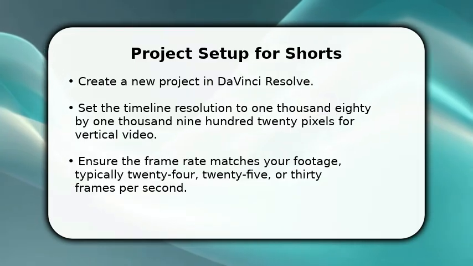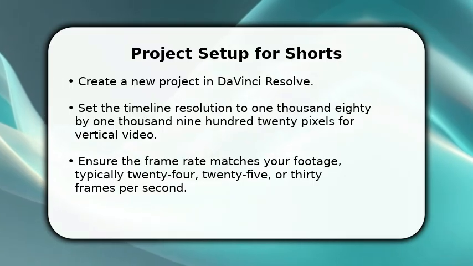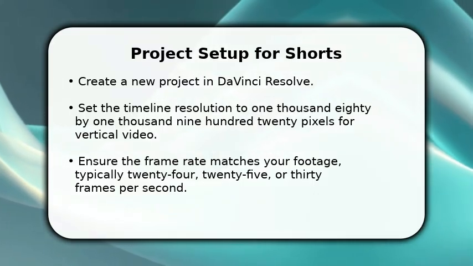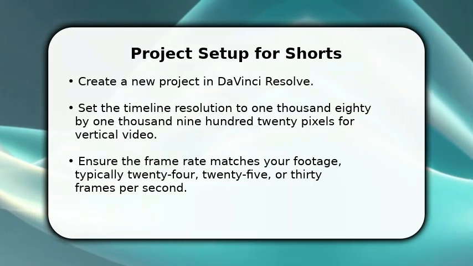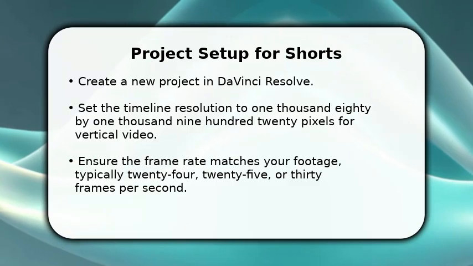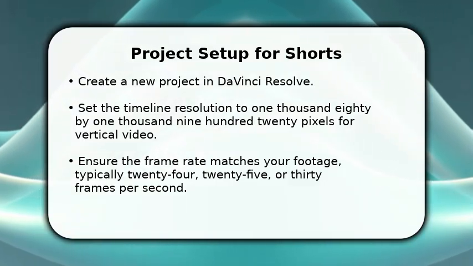Navigate to your project settings and change the timeline resolution to 1080 by 1920 pixels. This ensures your video is perfectly vertical. Also, confirm your frame rate matches your original footage, usually 24 or 30 frames per second, for smooth playback.